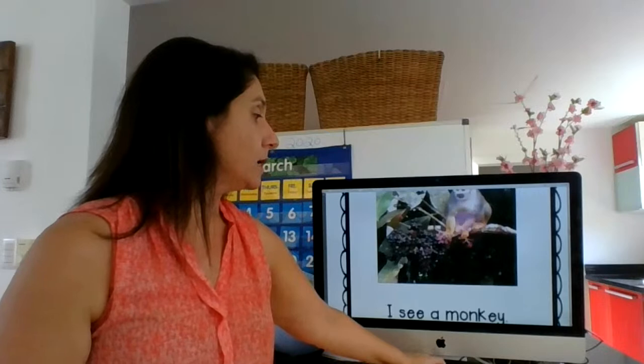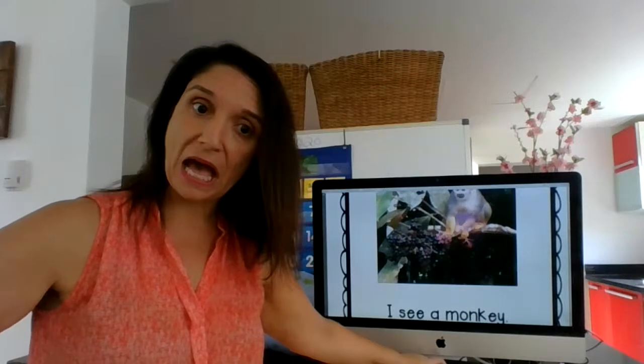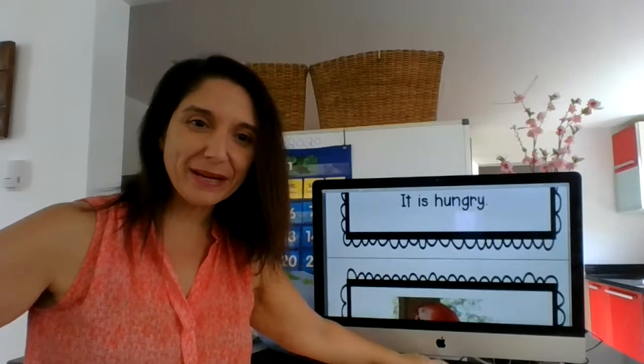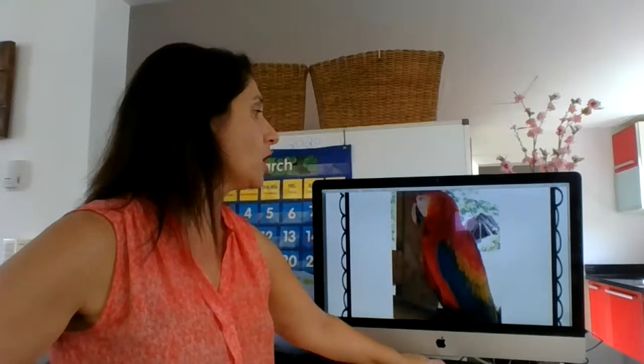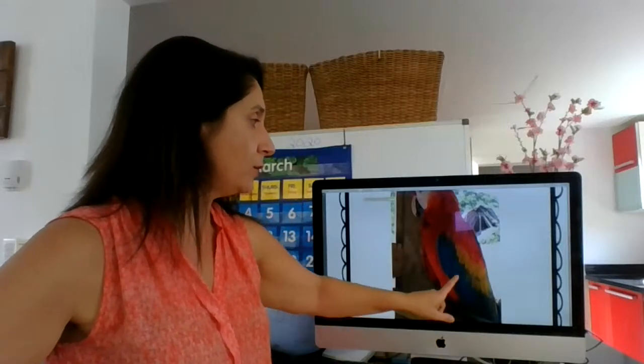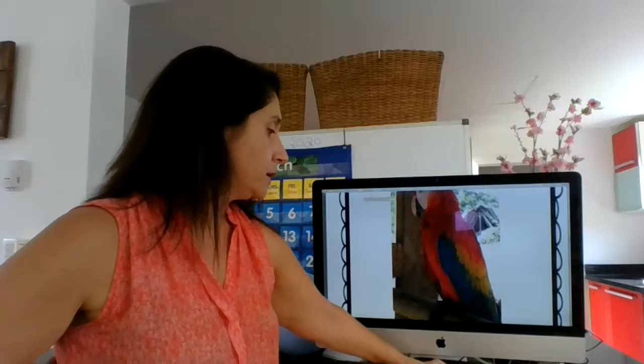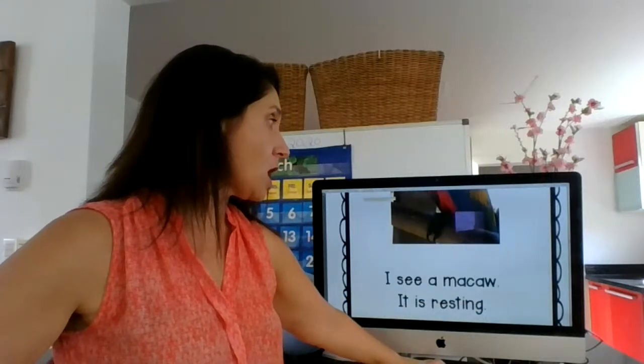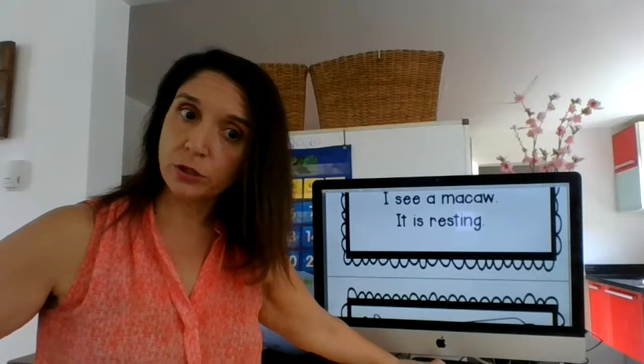Oh, look at the monkey. How cute is the monkey? Cool, huh? I see a monkey. It is hungry. What do monkeys eat? Bananas? Probably. Maybe not bananas, maybe leaves. And here's the macaw bird with all of its beautiful, pretty colors. It's got red and yellow and blue. I see a macaw, it is resting. It's important to rest, isn't it?